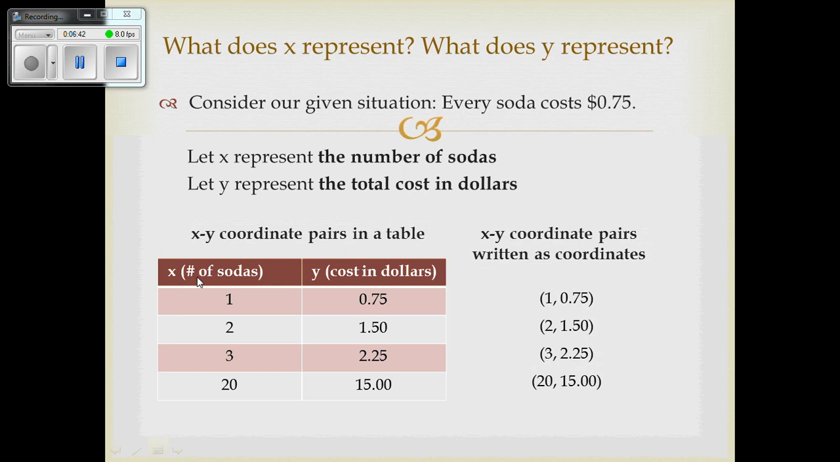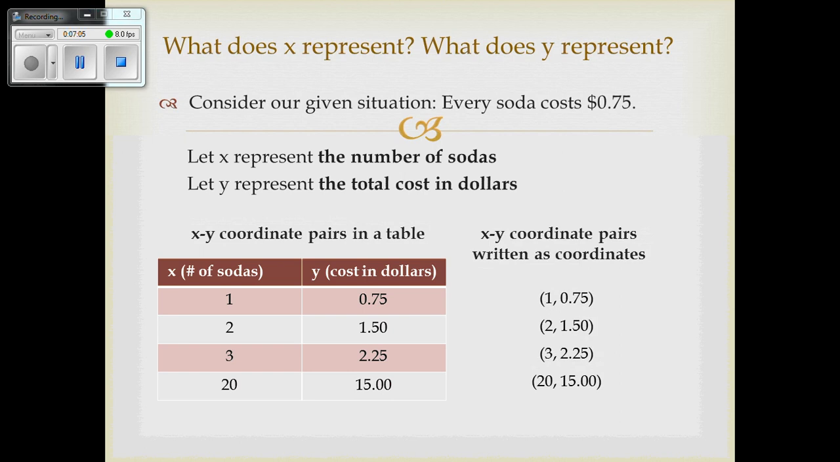So it says X is our number of sodas and Y is our cost in dollars. And we have our first pair, which is 1 and 0.75, or 75 hundredths of a dollar, which is 75 cents. So we know that one soda costs 75 cents.